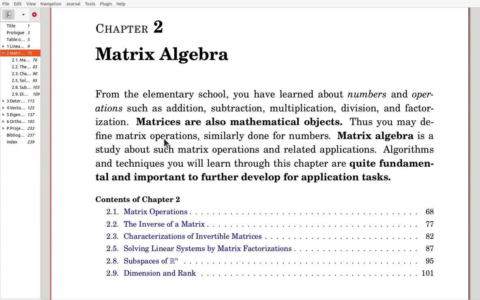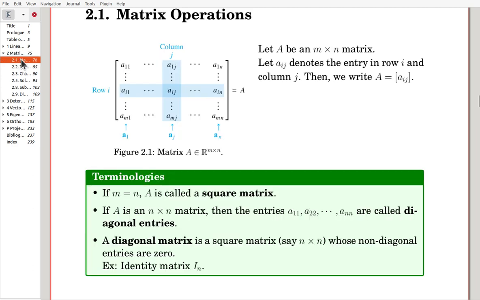The techniques you will learn through this chapter are quite fundamental and important to further develop for application tasks. Let's go to the first section of the chapter, matrix operations.